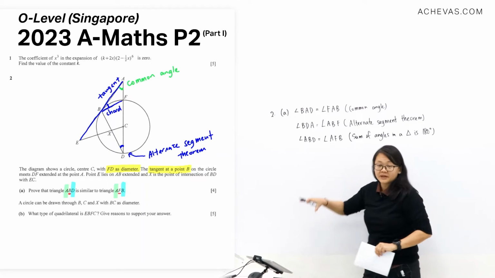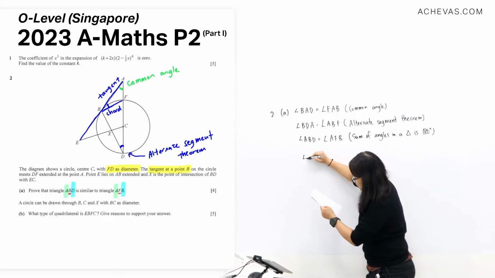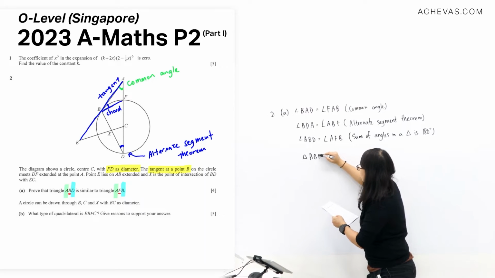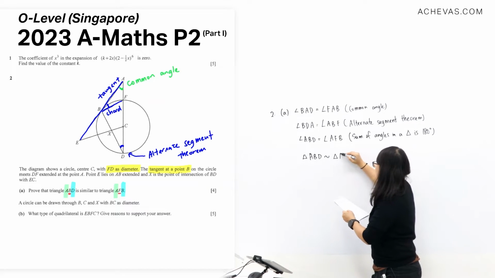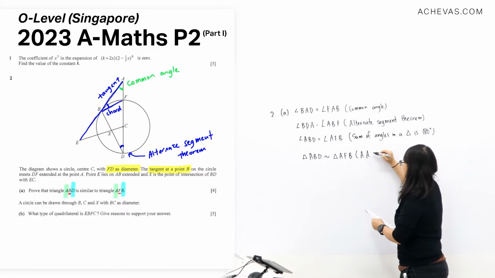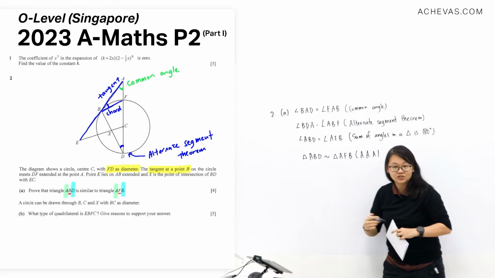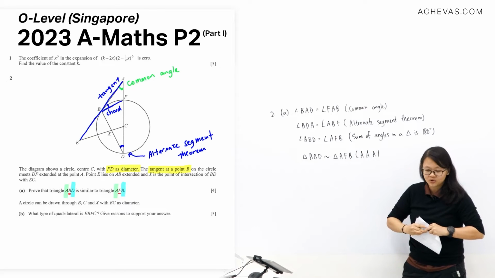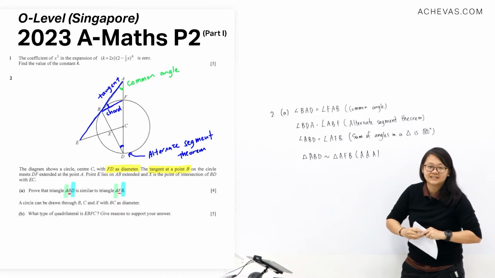So the last one, I'm going to make a conclusion. I will write triangle ABD is similar to triangle AFB, and we are using the proof of angle, angle, angle. Three angles are the same. That's for question part A.